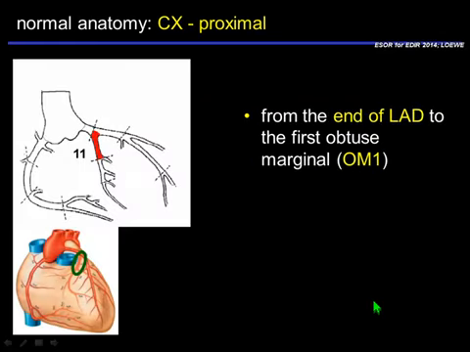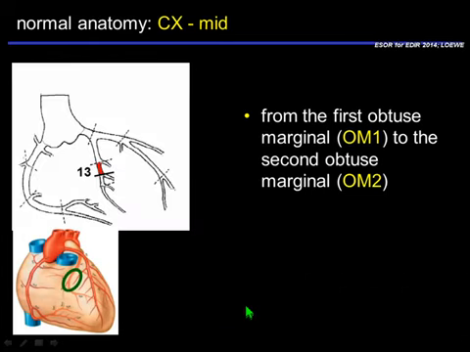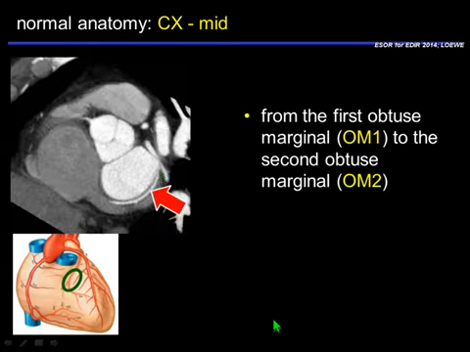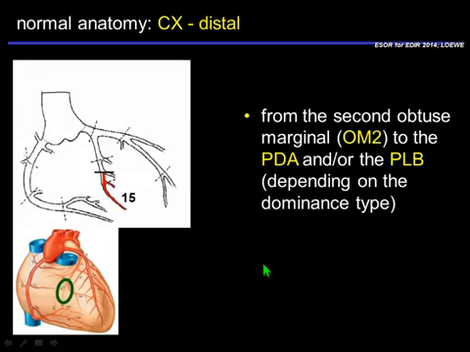From the end of the LID to the first obtuse marginal branch, we are calling this circ the proximal circ. From the branching of the first obtuse marginal up to the second obtuse marginal, it's the mid circ, nicely seen here. And distally to the branching of the second obtuse marginal, it's the distal circ.